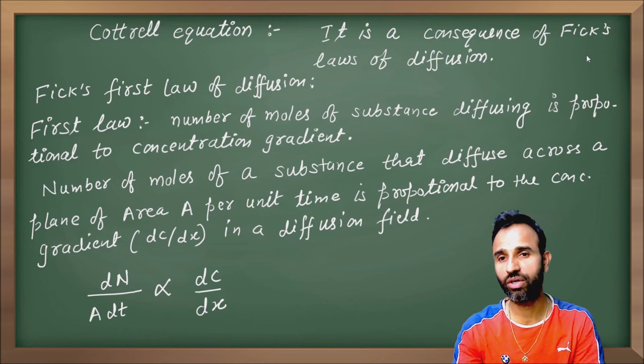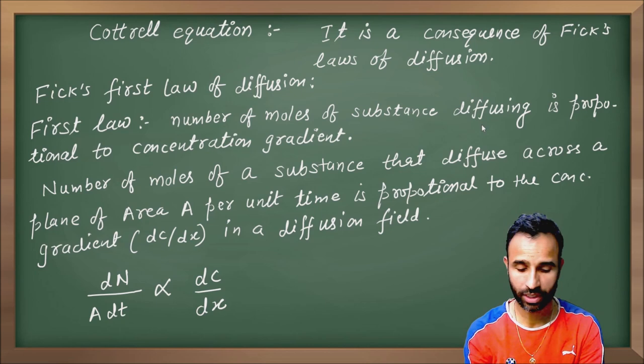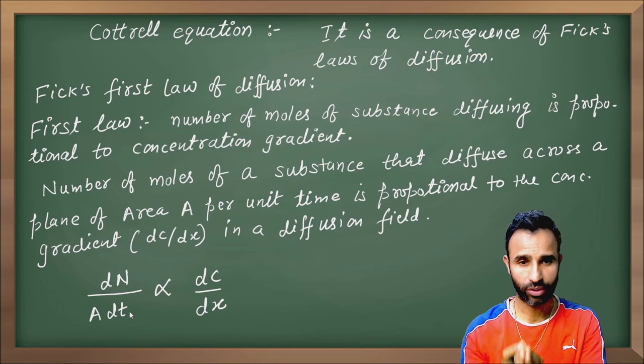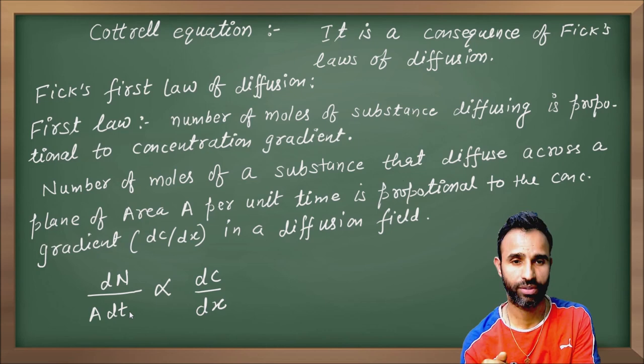So first, Cottrell equation, it is a consequence of Fick's laws. Fick's first law is what? It means that the number of moles of substance which are diffused is proportional to the concentration gradient. What is concentration gradient? That you all know, that is a change in concentration with the distance. That is called concentration gradient.